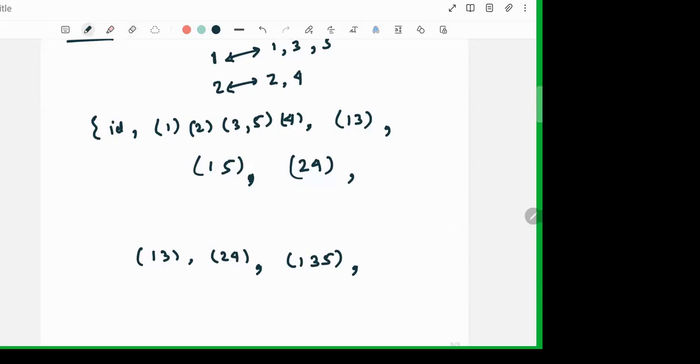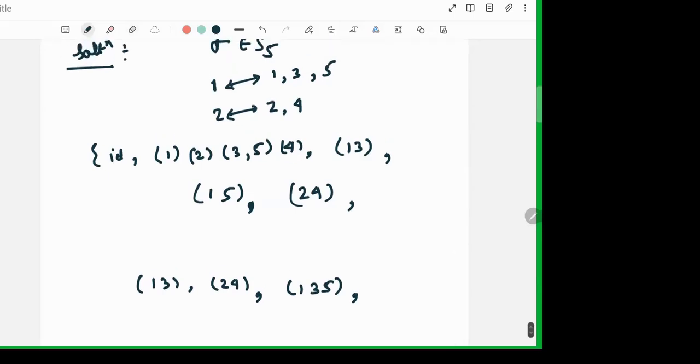So 1 3, 1 5, and 3 5, right? So these three are here, and 2 4 is here, and then you have to take all possible products. So 1 3 and 2 4, there is going to be 1 3 2 4.